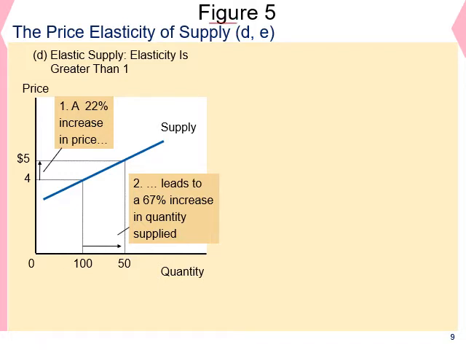Again, Figure 5 displays the price elasticity of supply, panels D and E. Panel D deals with elastic supply, where the value of elasticity is greater than 1. This means that a 22% increase in the price leads to a 67% increase in the quantity supplied. So the value of the elasticity is greater than 1, and the supply curve is much flatter.